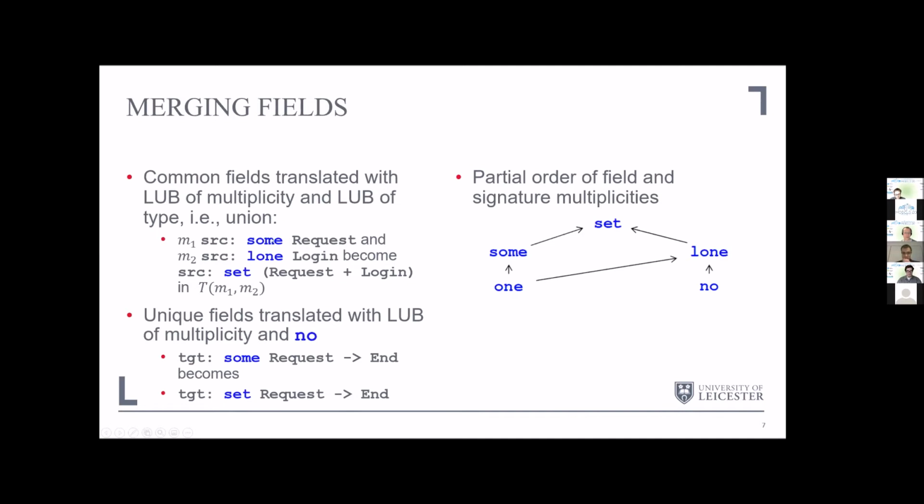We take, again, the least upper bound of the multiplicity, some and lone. This would be set, because some means at least one, so the only common thing above them would be set. And then the union of the two types. Now, for unique fields, we would again take the least upper bound of the multiplicity with no. And this also works for fields of higher arity. So that's possible in Alloy. It gets a little bit more complicated, but that's described in the paper.